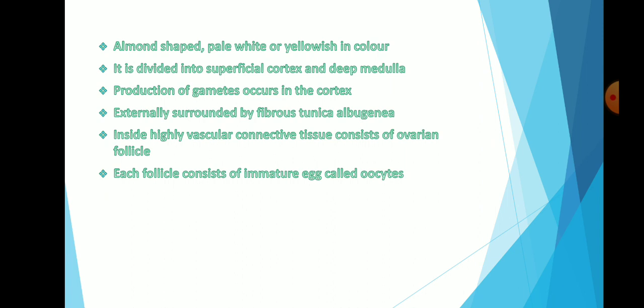Each month in adult women, one of the ripening follicles ejects its oocyte from the ovary, an event called ovulation. After ovulation, the ruptured follicle is transformed into a very different structure called corpus luteum, which eventually degenerates.